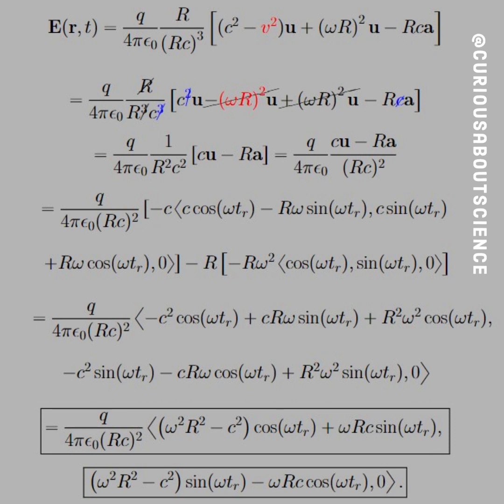Cool enough. And we said we have Q over 4 pi epsilon naught, 1 over R squared C squared, C times U minus R times A. Wow, that reduced down quite nicely. All right, cool enough. So then we'll just put that in the numerator and re-square the RC.